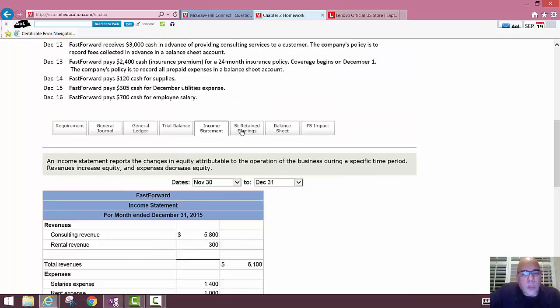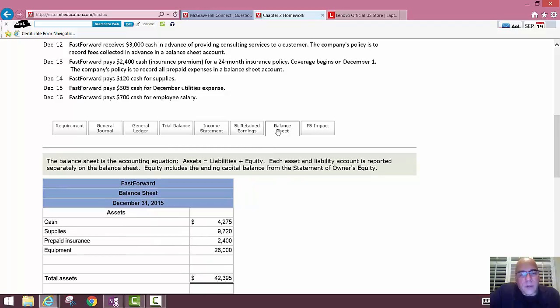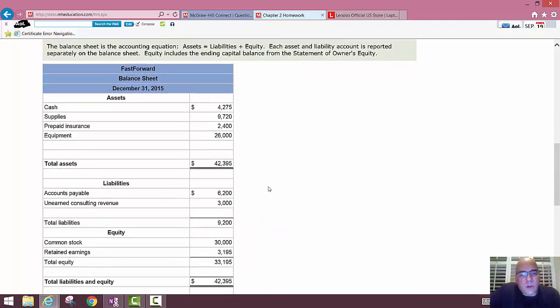We come over to the statement of retained earnings. There's the net income, beginning balance. We just started business here. Add the net income minus the dividend, ending balance in retained earnings. Balance sheet balances for all of those transactions.